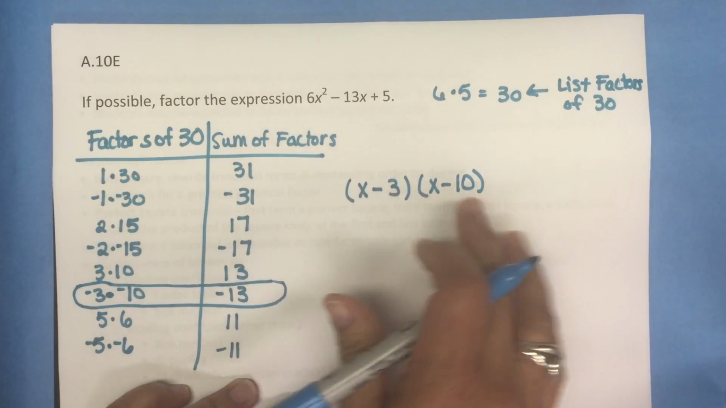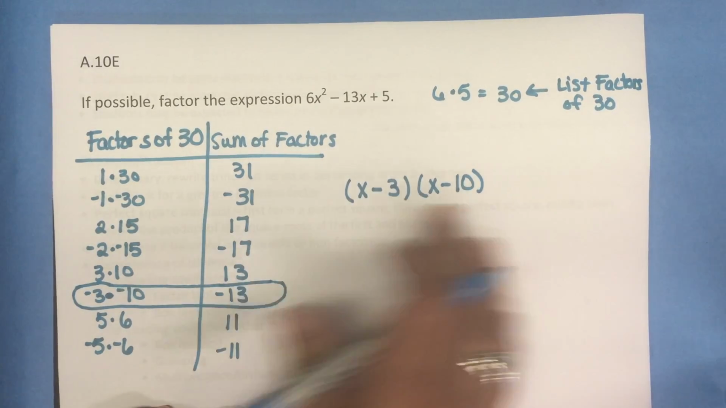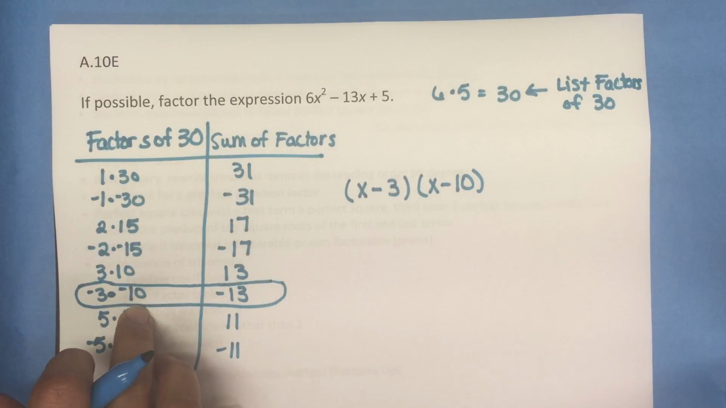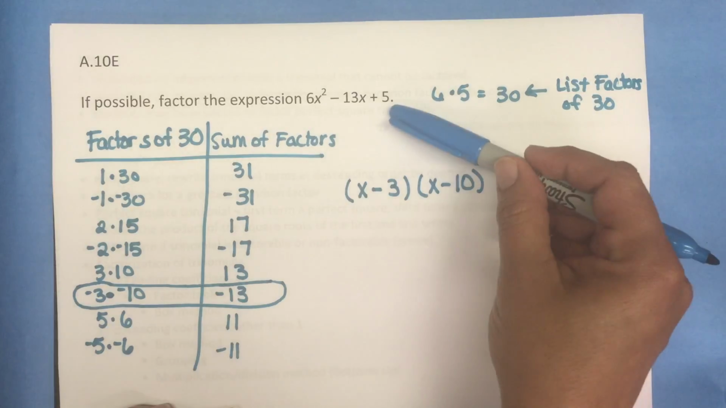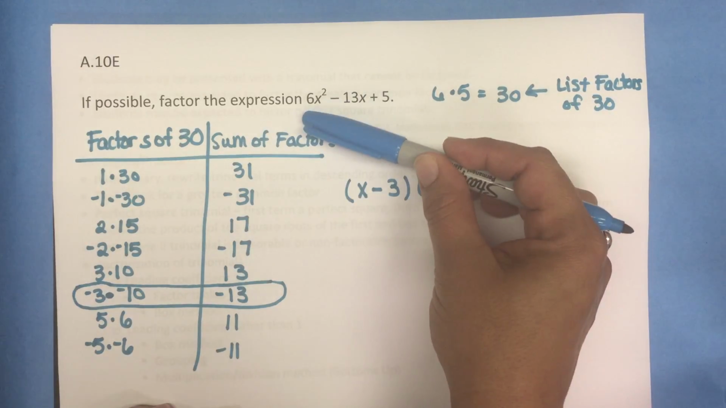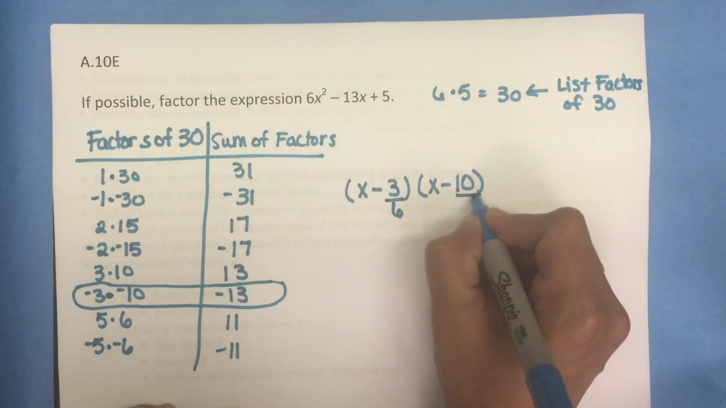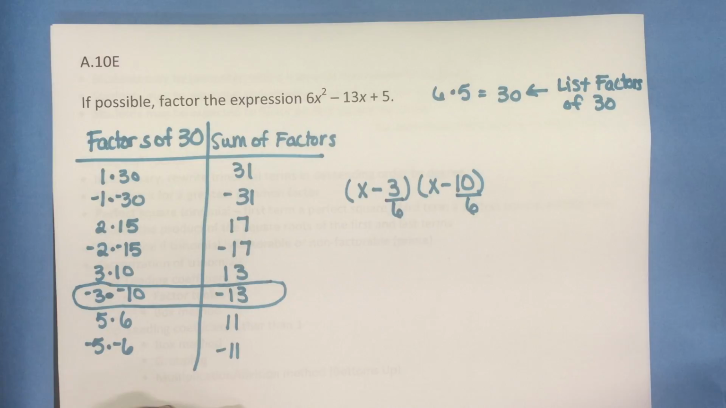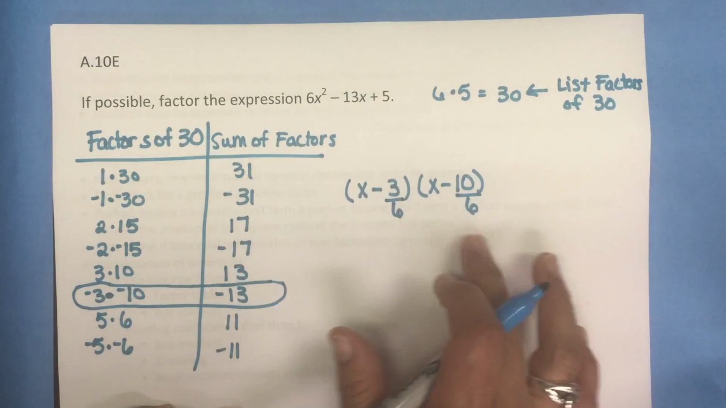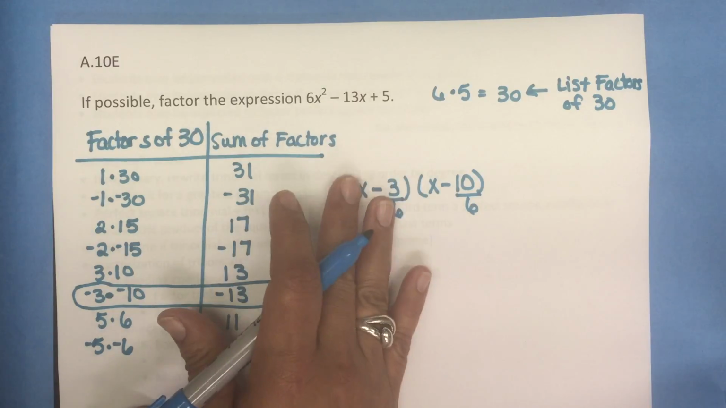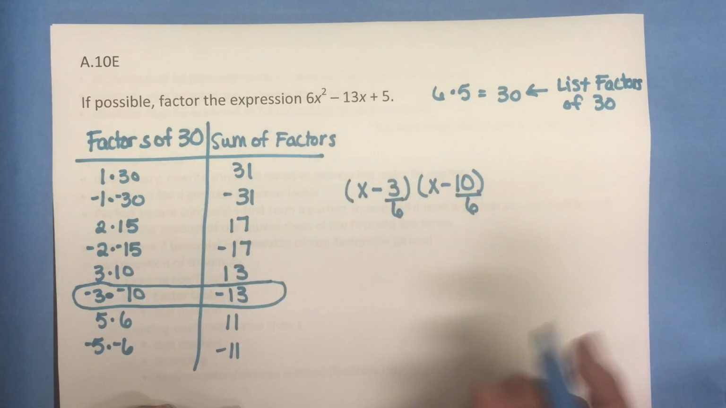So we have x minus 3 and x minus 10, because it was negative 3 and negative 10. In the beginning we had to multiply our last term times 6, so now we have to divide that term back out. I'm going to divide the second term in both of those binomials by 6. If it can be divided, then you divide it. If it can be simplified, then you simplify it.